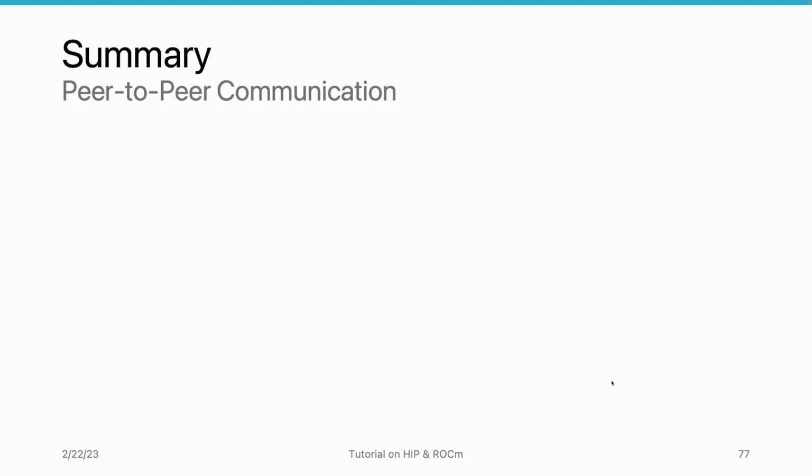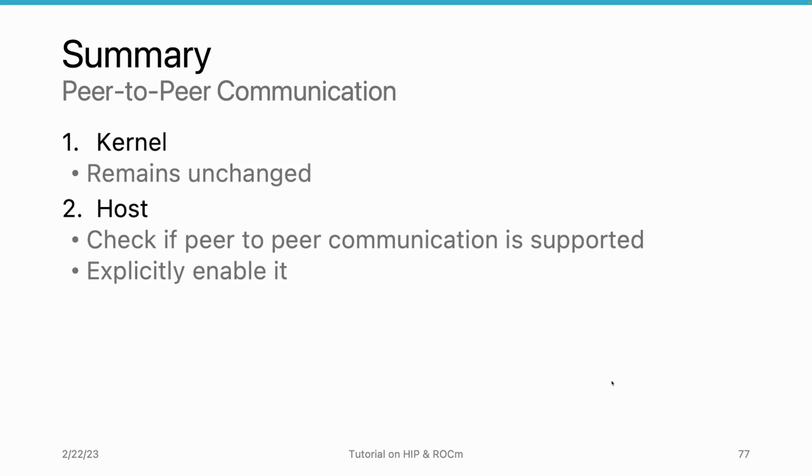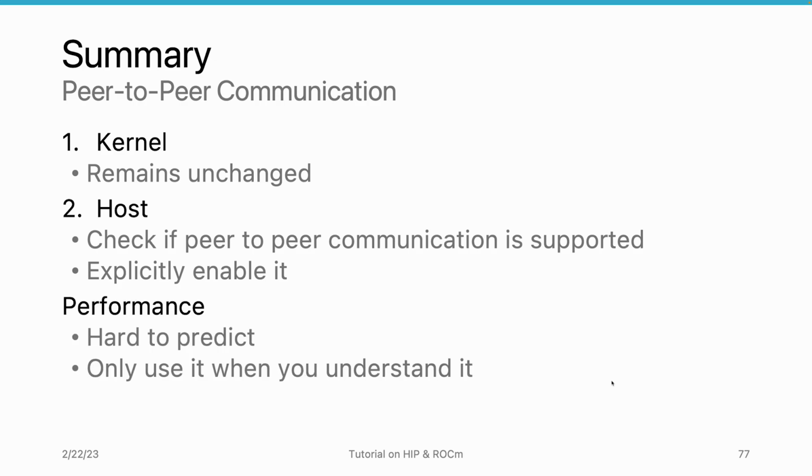As a summary, peer-to-peer communication is a very powerful tool in which the kernels can remain unchanged. And in the host, you have to check if peer-to-peer communication is supported, and you have to explicitly enable it. Once you enable it, you don't need to care where the data is, you can just directly access it as if the data is local, and you don't need to explicitly call the memory copy APIs to move the data, so it can reduce programmer effort. In terms of performance, it's a little bit hard to predict.